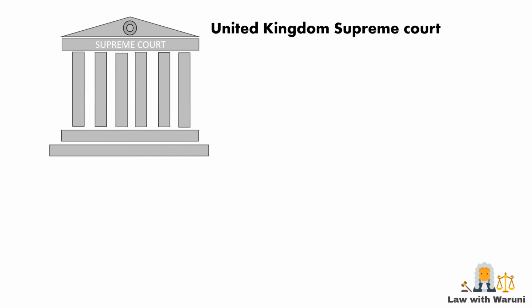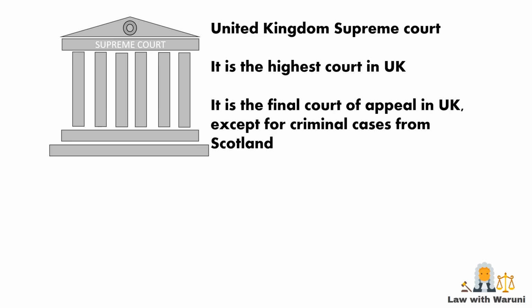United Kingdom Supreme Court. It is the highest court in UK. It is the final court of appeal in UK, except for criminal cases from Scotland. The UK Supreme Court was established by Part 3 of the Constitutional Reform Act 2005 and officially came into being on 1st October 2009. It replaced the Appellate Committee of the House of Lords in its judicial capacity and assumed the jurisdiction of the House of Lords.